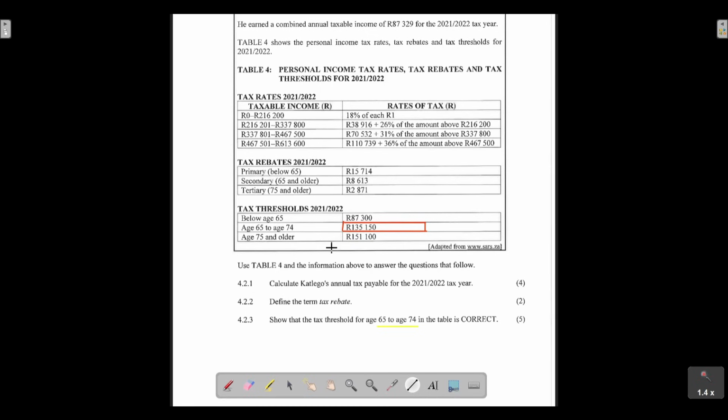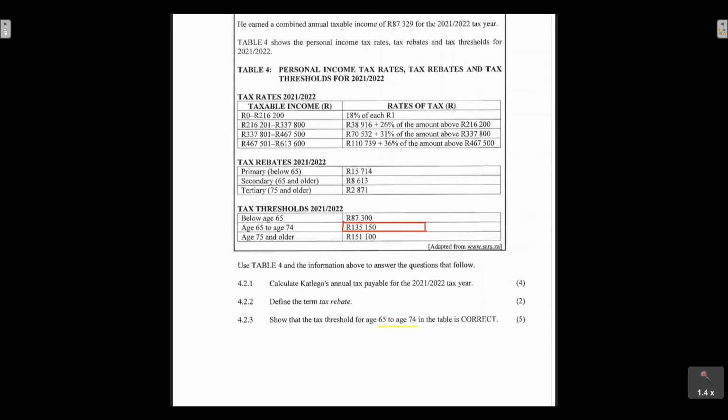We haven't done a question like this on the channel where I show you guys how the tax threshold is calculated. Here you see that this is the tax threshold table. How is the tax threshold calculated? You're going to need to pay attention now. In order for us to get to how the tax threshold is calculated, I'm going to show you guys how the tax rebate is calculated, the formula that is used to calculate the tax rebate.